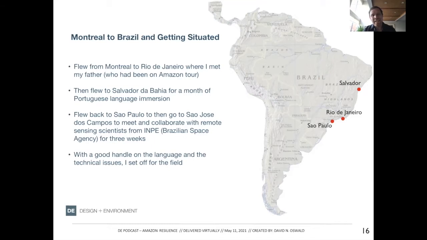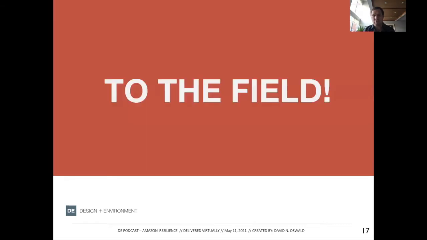And they do a ton of work with Earth observation. They have very advanced remote sensing. So with a good handle on the language, it was helpful to go there and just hang out with the people who were working on their land cover change, their mapping. So just to get a handle on what they're doing, what kind of tools they're using, etc. It's always good.